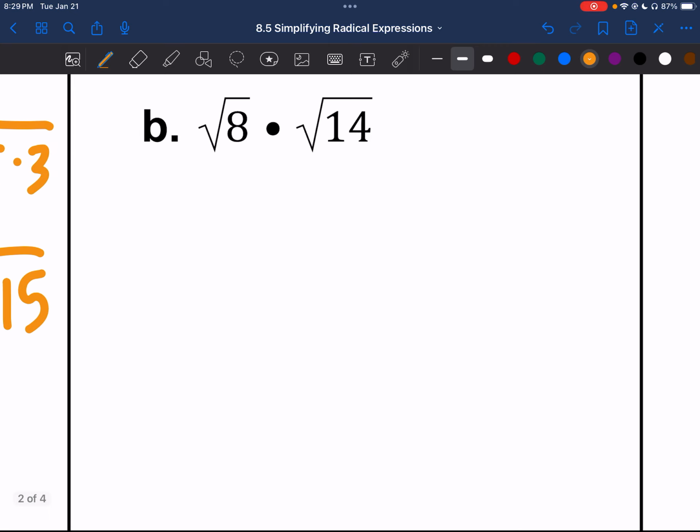All right, letter D. We combine this first under one radical. We have 7 times 42. 42 is going to break down into 7 and 6. I don't need to go any further because there's my pair of factors. So we have a 7 that can come out, and what's left is the square root of 6.